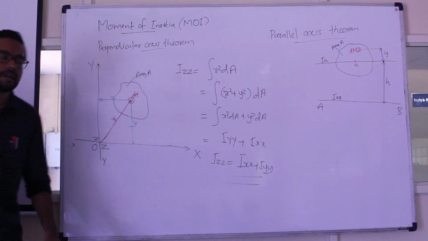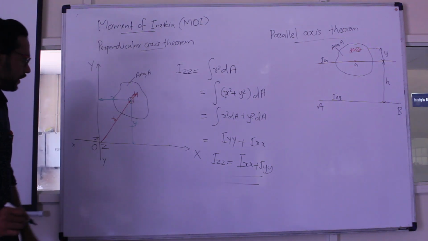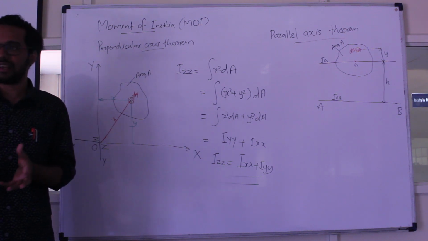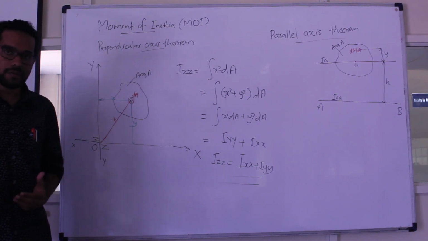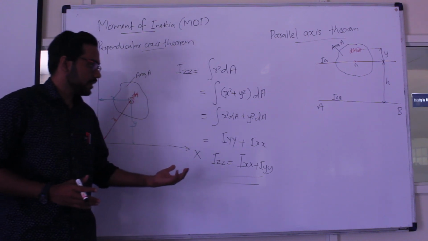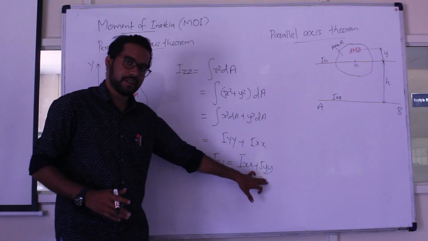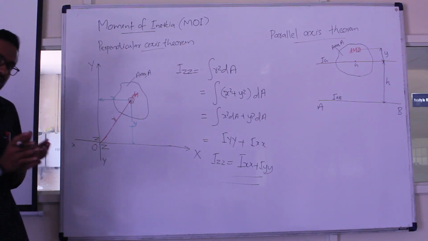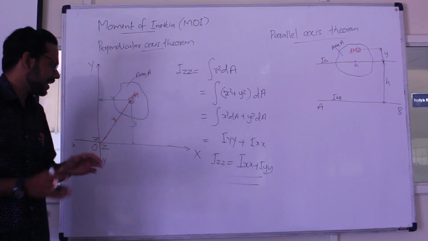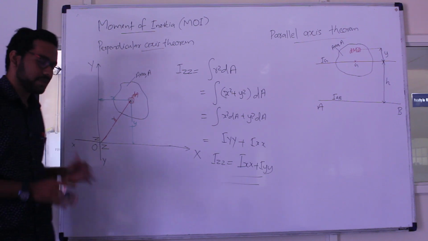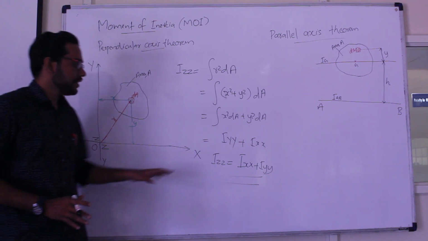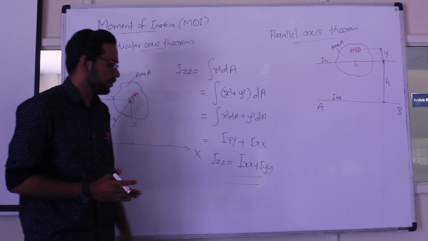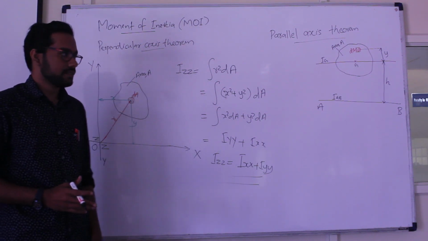So this is the perpendicular axis theorem, which states that if you have two mutually perpendicular axes xx and yy, and the moments of inertia about the two axes are Ixx and Iyy respectively, then the moment of inertia about a third axis, which is mutually perpendicular to the other two and passes through their point of intersection, is equal to Ixx plus Iyy. So this is the perpendicular axis theorem.